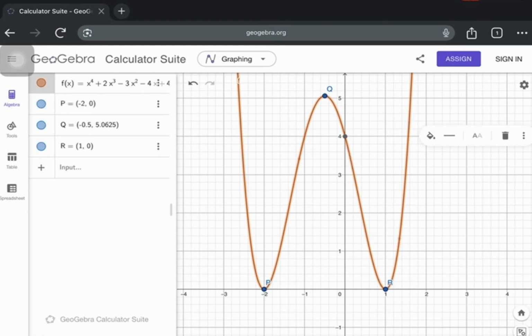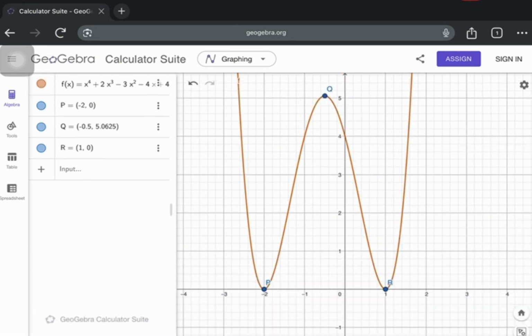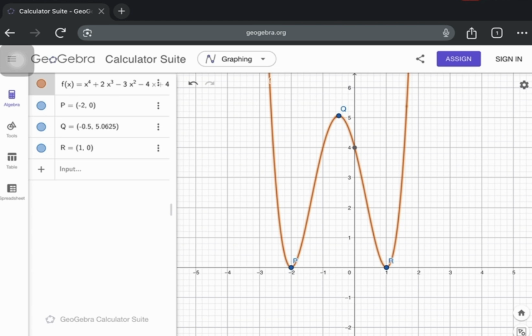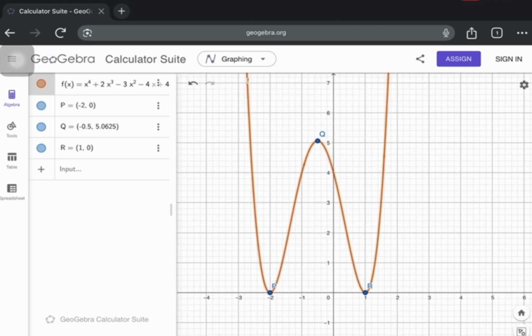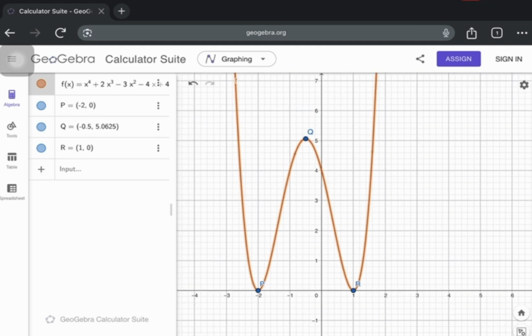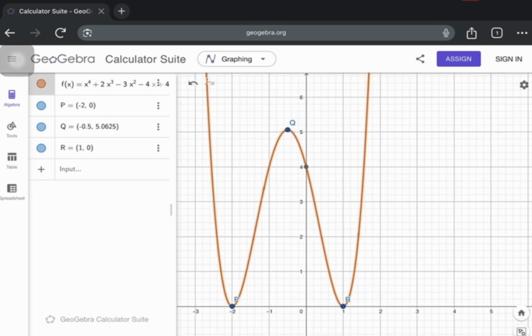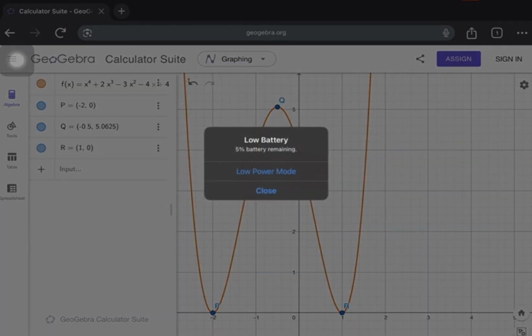So if we go to the GeoGebra, fill back the equation with our original equation, and the graph will be like this. And the points that we calculated before, for the first is -2, 0, which is a minimum point, and for the second we got -1/2 and 81/16. So this is our maximum point, and for the last, our minimum point is 1, 0.